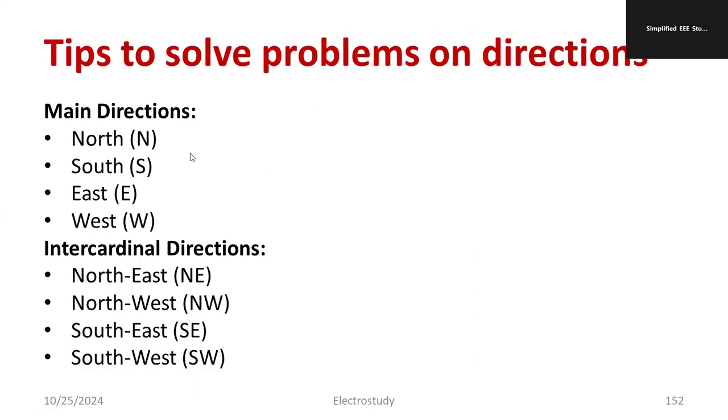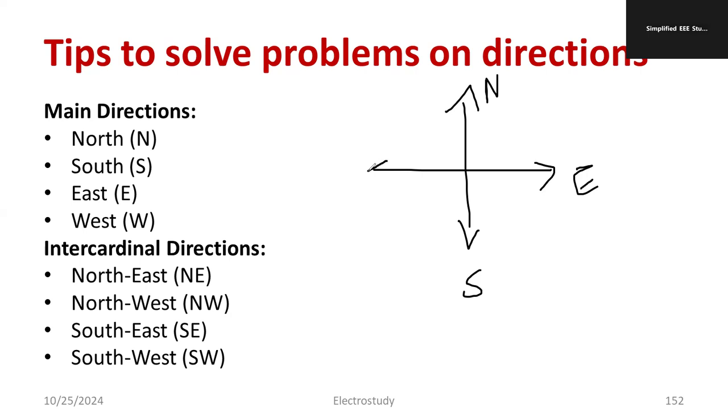Even before moving on to the numerical examples, you should have some tips. First of all, you should know the different types of directions, and you should be capable of drawing the particular diagram here: north, then south, then east and west. These are the directions. Also, the intercardinal directions, you can say like northeast. Okay, this is northeast. Then northwest. Okay, so we can say this is northwest.